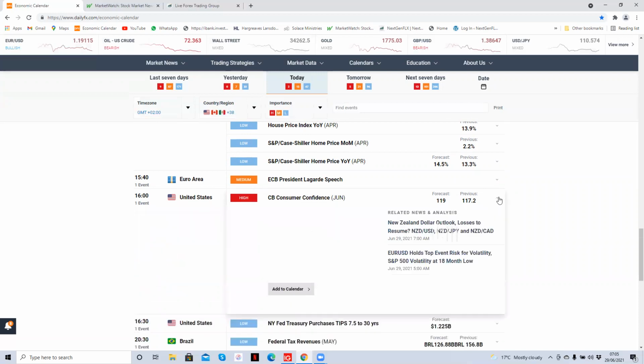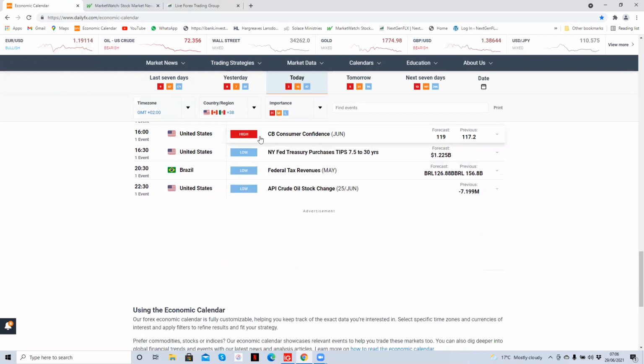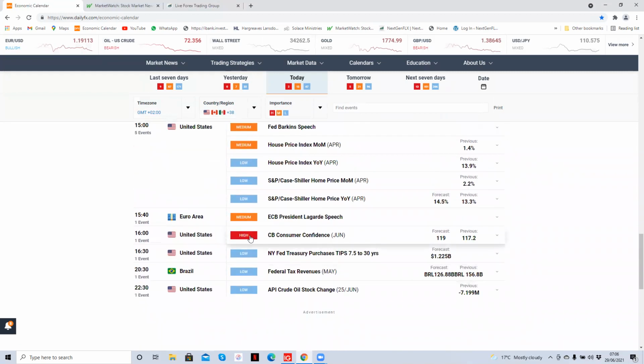Again, if you're new to this report, you can read more about them. If you don't find them there, you can just copy, paste, and Google what the report is about. But of course, it's a report of high importance. That's the main thing. And it's due out of the United States, so that could affect all markets. So all markets could be affected by that report at 4 p.m.